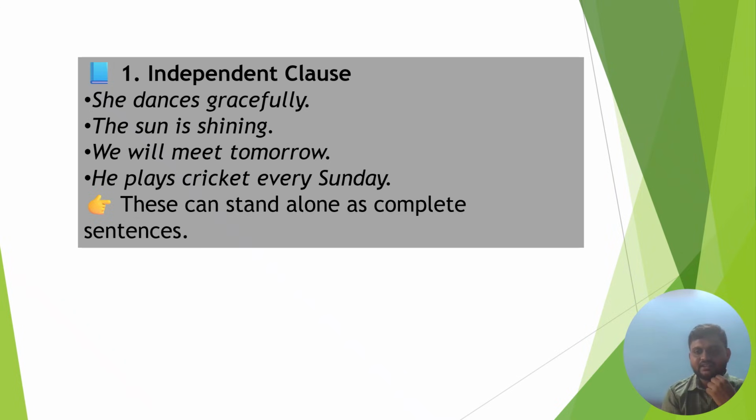First, we will start with independent clause. An independent clause is a clause which can stand alone and can make meaning of its own. For example, she dances gracefully. The sun is shining. We will meet tomorrow. He plays cricket every Sunday. All of these clauses can stand on their own and make complete sense. So this is how independent clause works.